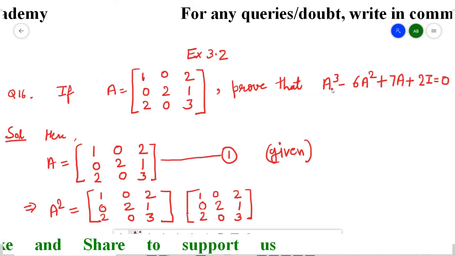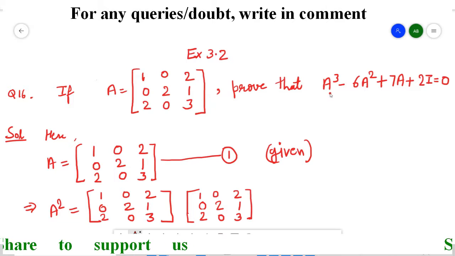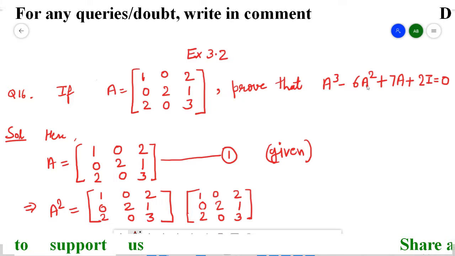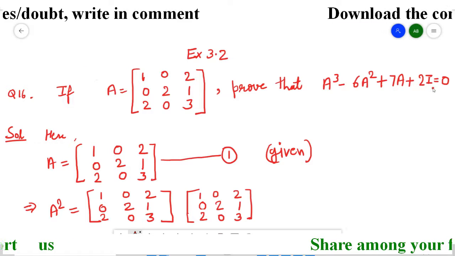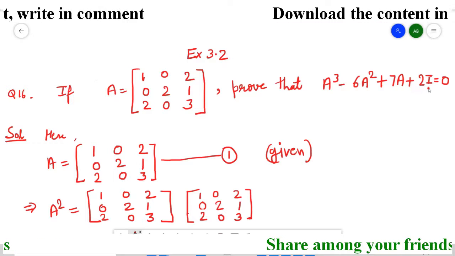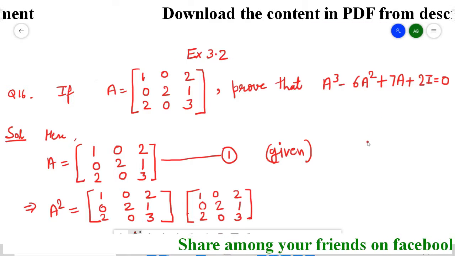So here A is already given to us, so with the help of A we can find out A cube, then we'll find out A square, and after that, here I means the identity matrix. So let's start. We are going to find out all these terms.